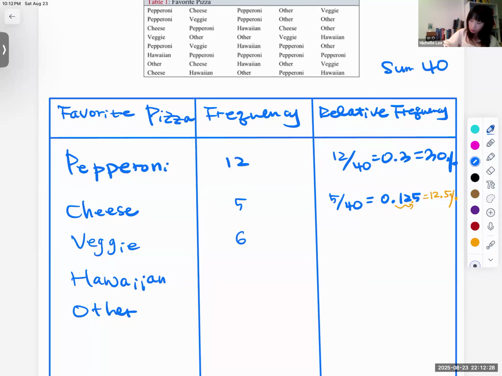Okay, now veggie, how many are there? It's 6. So 6 out of 40, which is 0.15. Okay, 0.15, which is 15%. 1, 2. So 15%. Okay. Let's be consistent. All right. Let's use 2 decimal places.